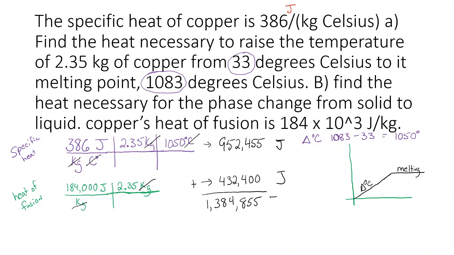1,384,855. However, I can't guarantee you that that's exactly what it would be because we only have two significant digits in the problem. So I'm going to say 1.4 times 10 to the 6th power joules. All right? So hopefully we'll be ready for that question as you face it for the first time tomorrow on your quiz.